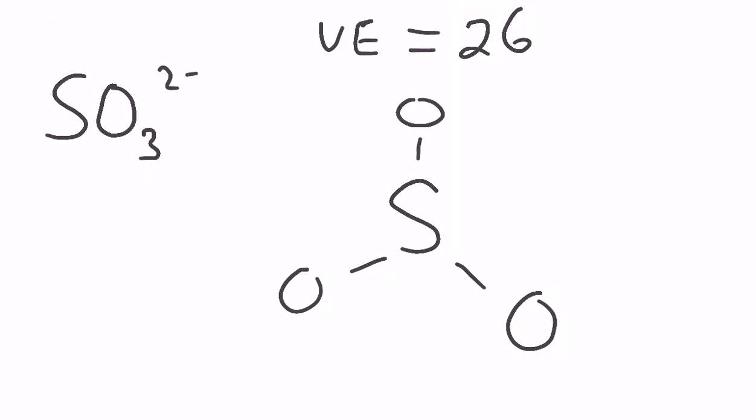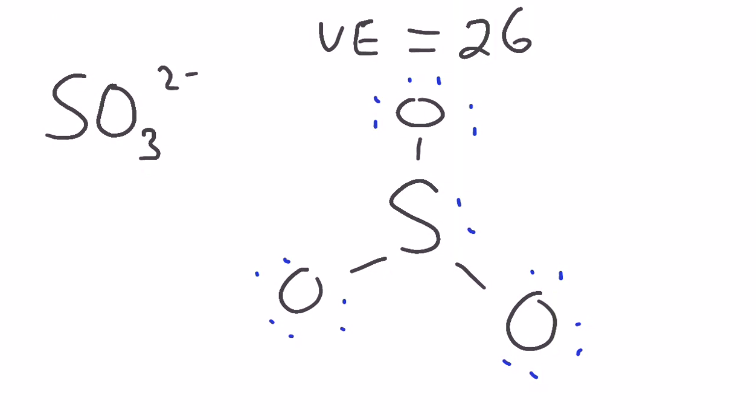I'm going to make these electrons a different color. So 1, 2, 3, 4, 5, 6, 7, 8, 9, 10, 11, 12, 13, 14, 15, 16, 17, 18. There's still 2 more to assign, so I'm just going to put them on the sulfur. So now we've assigned all of the valence electrons according to the octet rule.